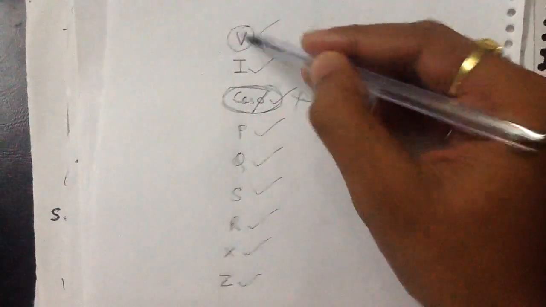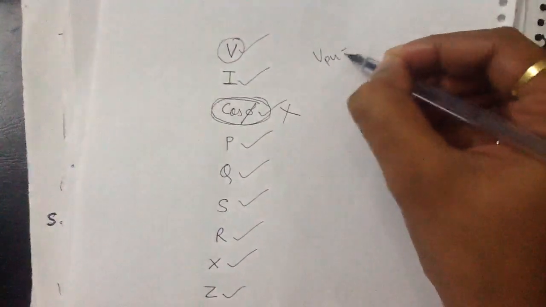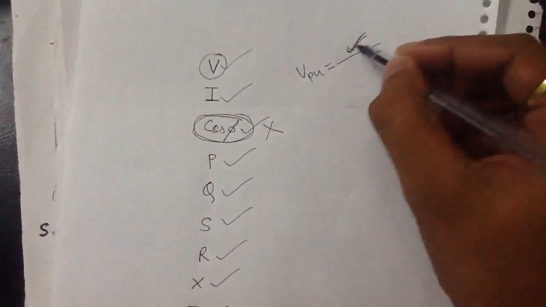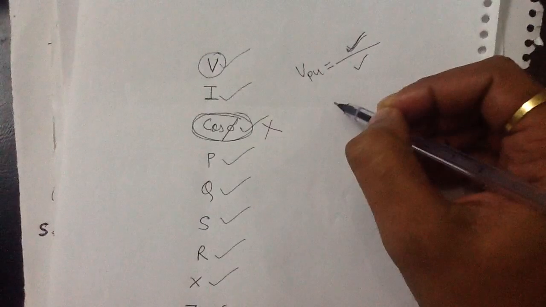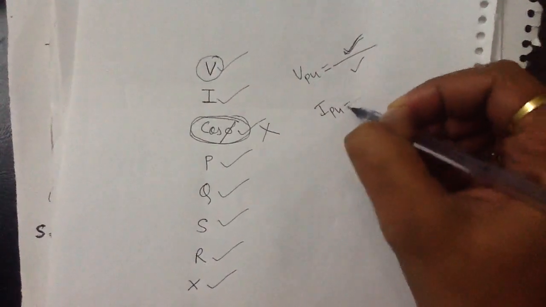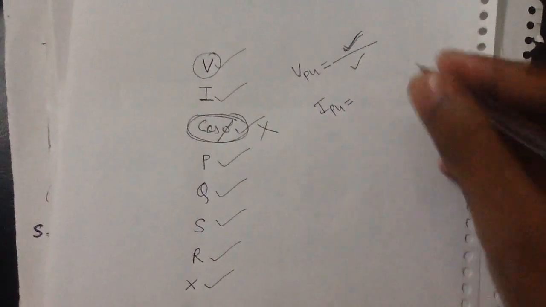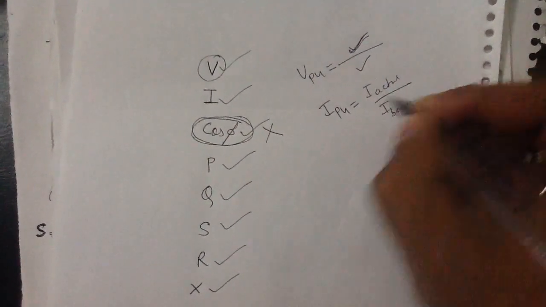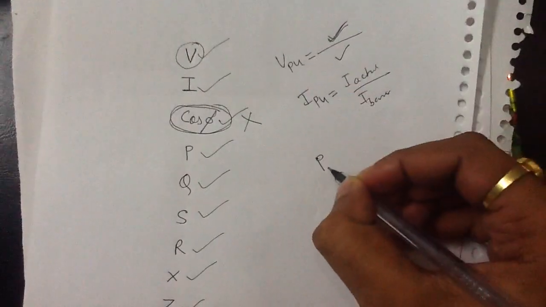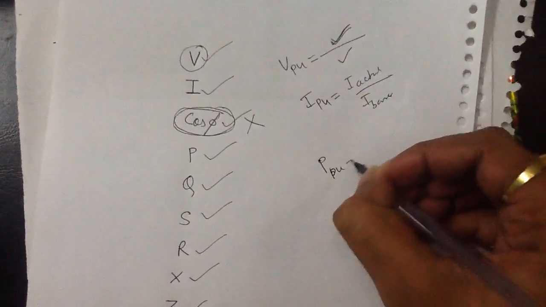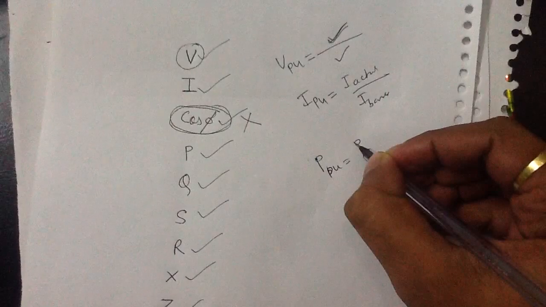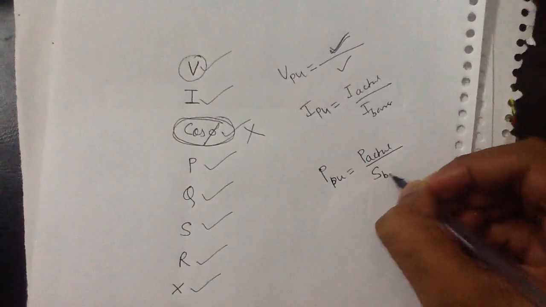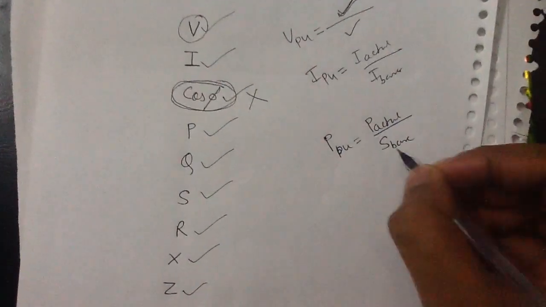If you want to represent the per unit value of the voltage, you need the actual value of the voltage divided by the base value of the voltage. If you want to write the per unit value of the current, you need the actual value of the current divided by the base value of the current. If you want to write the per unit value of the power, you have to write the actual value of the real power divided by the base value of the power.